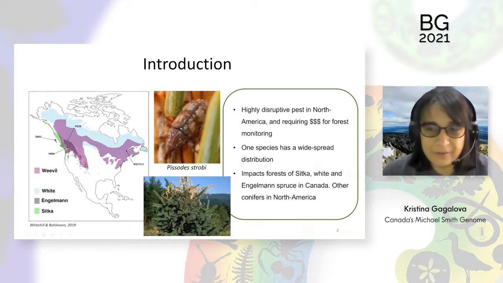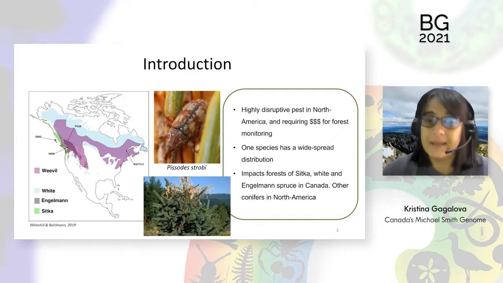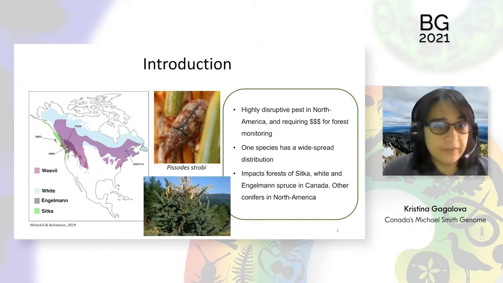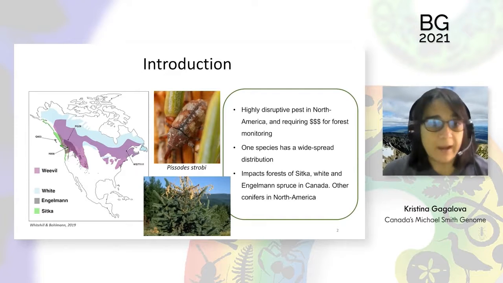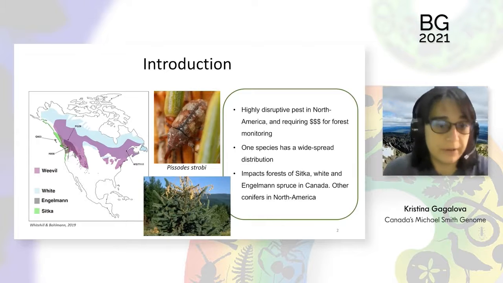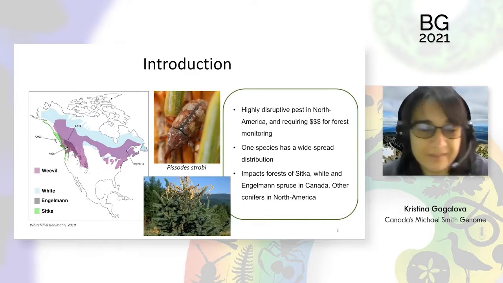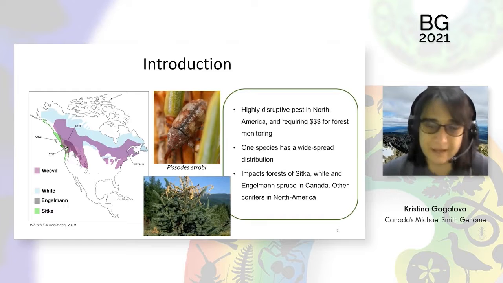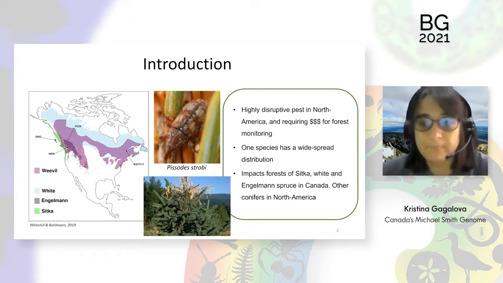Today I'm going to talk about the spruce weevil, which is a very highly disruptive pest. This species requires quite a lot of money for monitoring and especially containment as part of forestry programs. As you can see from the picture on the left, the spruce weevil is quite widespread across North America. Originally it was thought to be 3 different species, but today we know it's only 1 species that causes so much disruption.